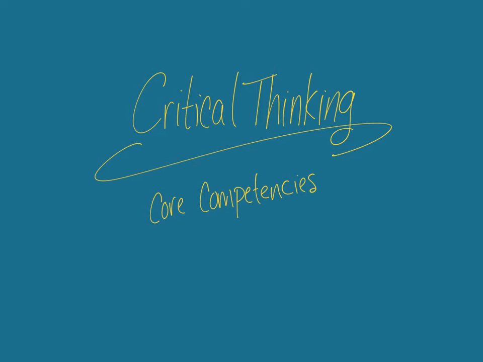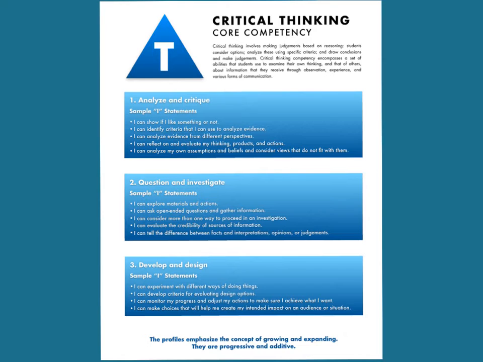Today for core competencies, we are going to be looking at critical thinking. Critical thinking involves making judgments based on reasoning. So this is kind of what you're doing when you're analyzing using logic. You can consider different options, like analyzing and drawing conclusions to make judgments. This competency is a set of abilities that you use to examine your own thinking, the thinking of others, and the information that you receive through your observations, through your experiences, and other forms of communication.